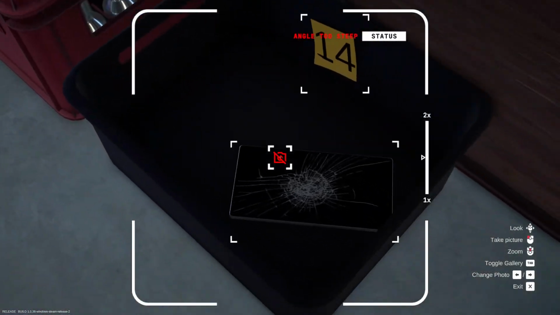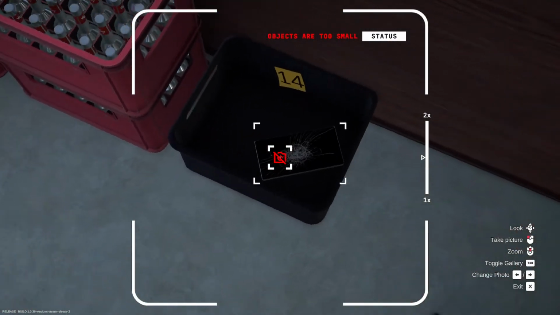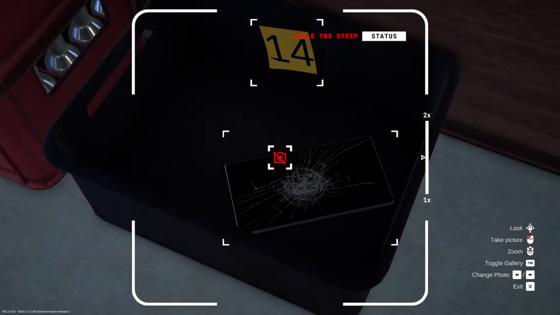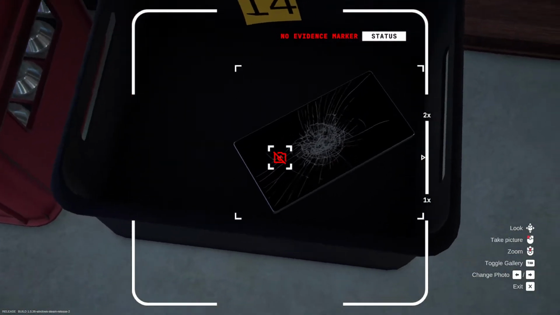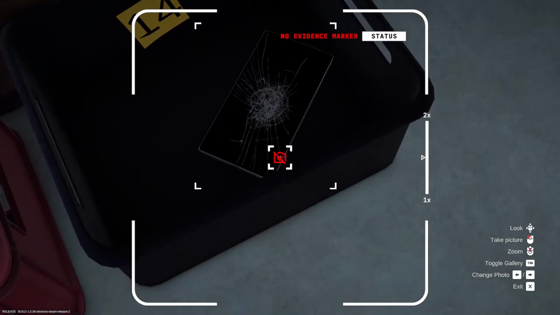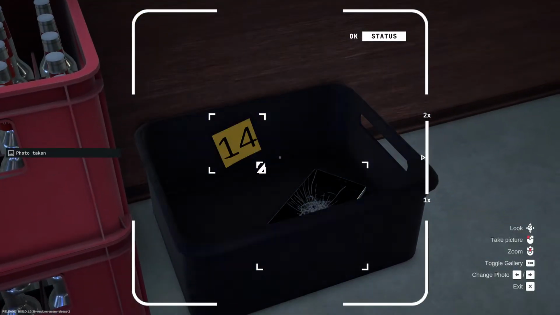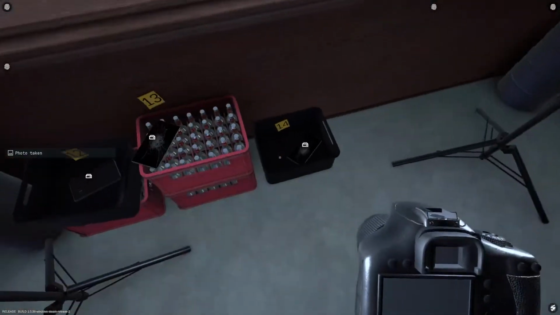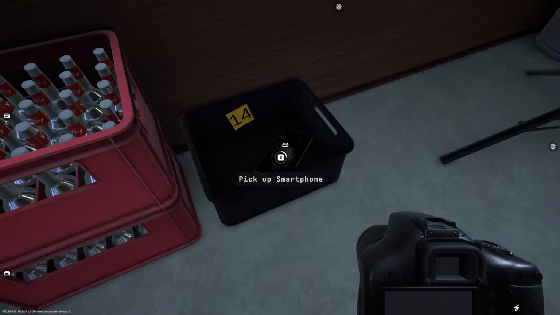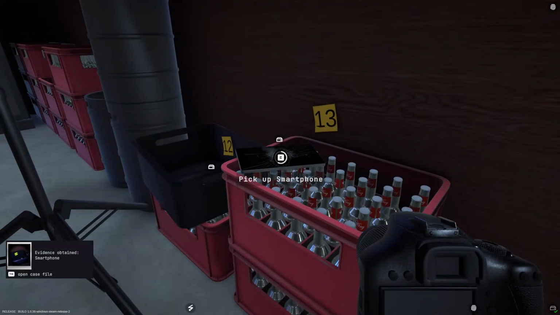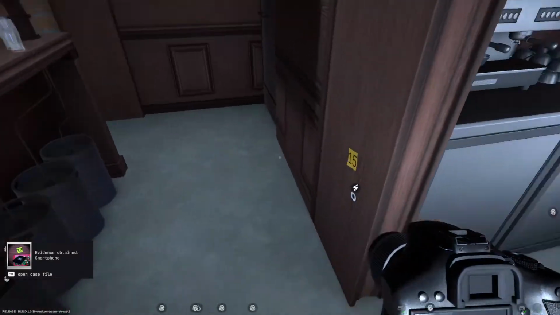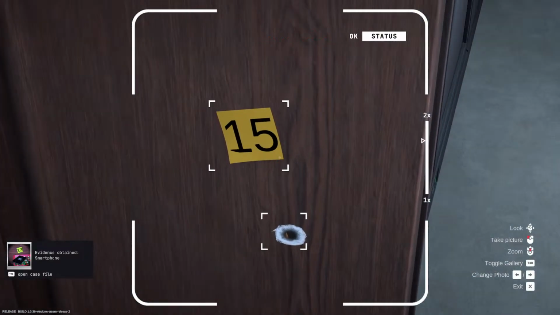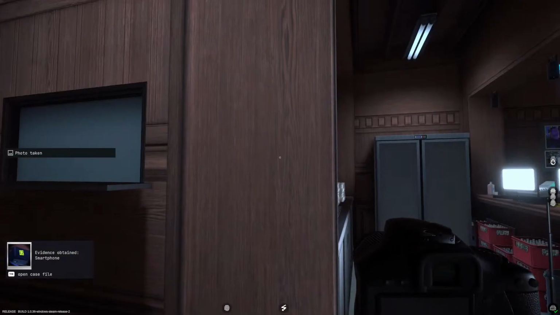Angle's too steep. Huh. Angle is too steep. How do I fix that? There we go. Alright, let's pick up the phones now that we took a picture of them. We'll have to go investigate those. Okay.